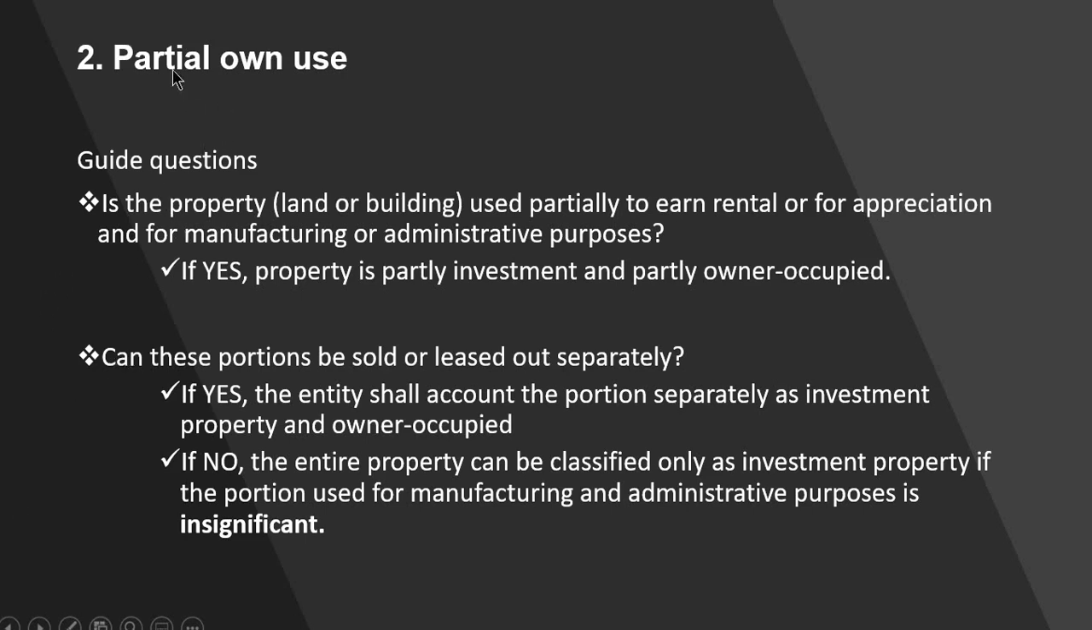Okay? For if a property is partial own use, no? So it goes like this. First question, is the property, the land or the building, used partially to earn rental or for appreciation and another portion is for manufacturing or administrative purposes? If yes, then the property is partly investment and partly owner occupied. Okay? So if it can be sold out separately, then the portion used for investment purposes is an investment property.